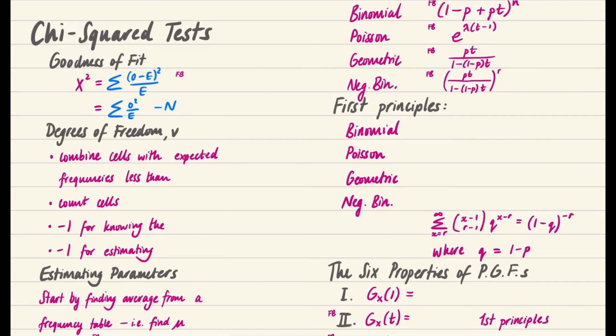Then we've got degrees of freedom. This is not v, this is nu. What you do is you combine the cells with expected frequencies which are less than 5. So first of all, you have to remind yourself to combine any of them that are less than 5. You then count up the number of cells. You subtract 1 for knowing the total frequency. You would also subtract 1 if you have estimated or calculated either the probability or the constant rate of something. And we call those two things the parameters.